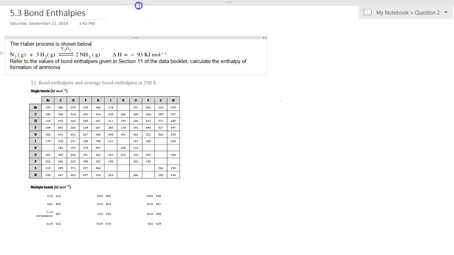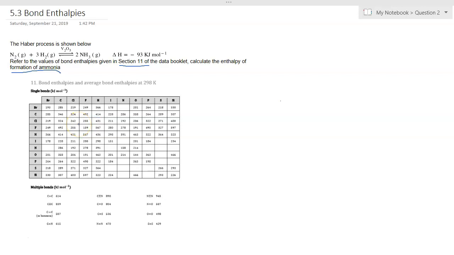The question here is asking us to find the enthalpy change of the formation of ammonia using section 11 of the data booklet. So here I've already pasted section 11 for you, and these values are enthalpies of each individual bond. So for example, the bond enthalpy for a nitrogen to nitrogen bond is 945. Or if we look at a carbon to hydrogen bond, it is 414. So it's enthalpies for individual bonds.